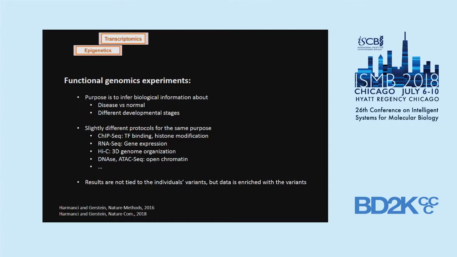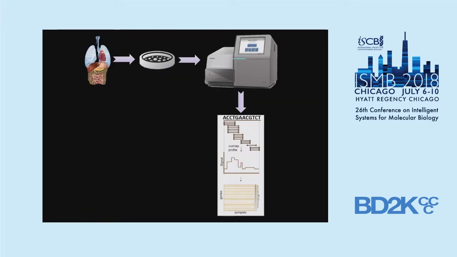And more importantly, I think it was overlooked because the point of functional genomics data is not to identify individuals' SNPs or variants, but to learn biological information about diseases or different developmental stages. So functional genomics data are not tied to individuals' variants, but the data, by nature of the experiment, comes with a lot of variants. So I'm going to show the life cycle of a typical RNA-seq experiment, so you can understand better why we should be worrying about privacy when it comes to sharing functional genomics data.